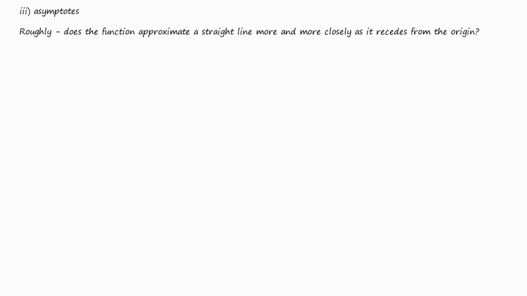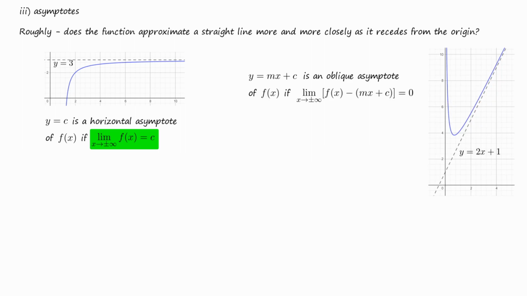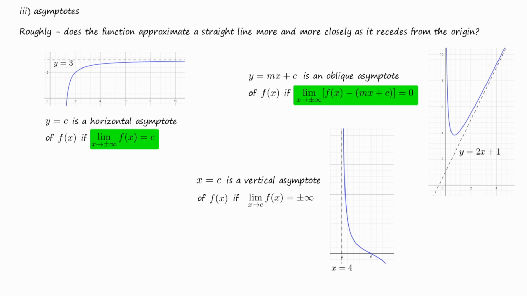We now consider the asymptotes, and the question here roughly is, does the function approximate a straight line more and more closely as it recedes from the origin? A function can have three types of asymptote, each of which is defined in terms of a limit expression. So a function can have a horizontal asymptote, which is defined like so. A function can have an oblique asymptote, where it approaches the line y equals mx plus c, and can be defined formally using this expression. And a function can have a vertical asymptote, which is defined using this expression.